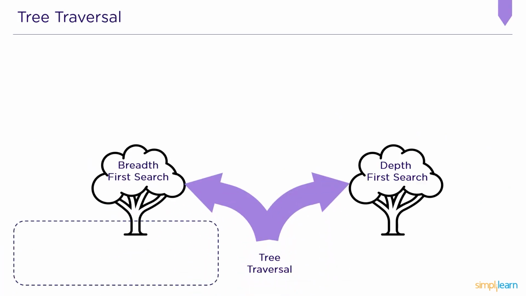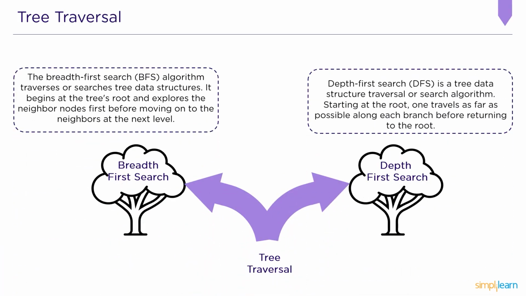In general, we have two types of tree traversal. First, we have breadth first search. The breadth first search algorithm traverses or searches tree data structures. It begins at the tree's root and explores the neighboring nodes first before moving on to the neighboring nodes at the next level. And depth first search can be used for the second tree traversal.